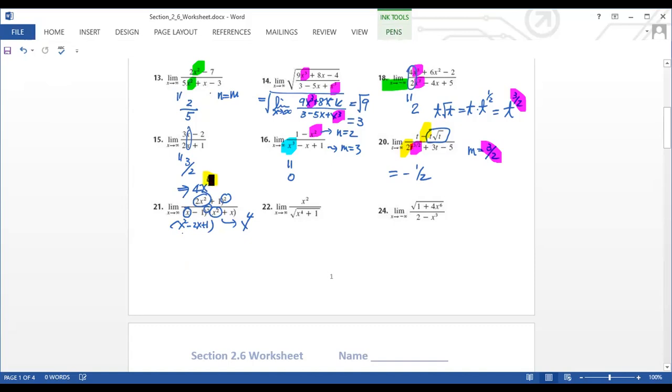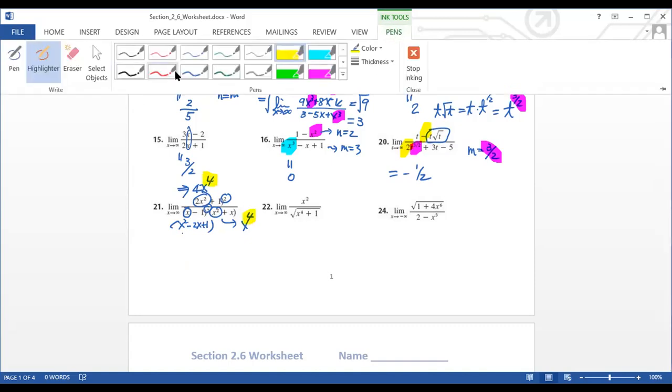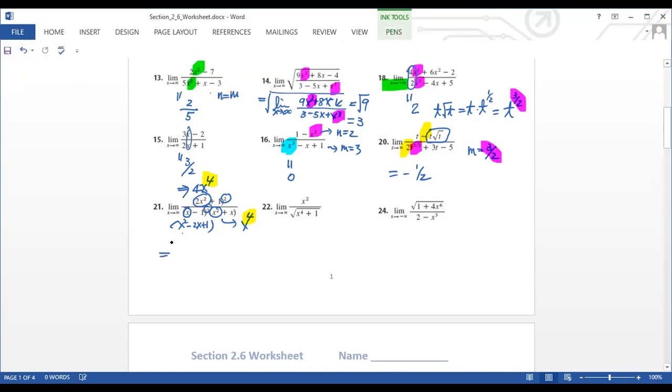See that? And so this x to the 4th and this x to the 4th are the same level. So what is the answer here? It will just be the constants. This constant is 4, this constant is 1. So what is the final answer? This one will be 4. All right?